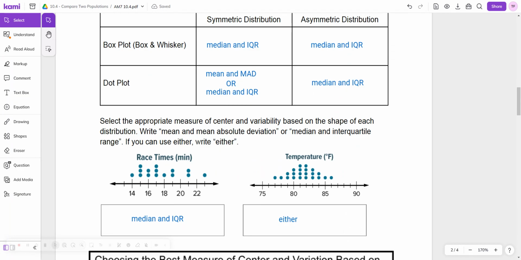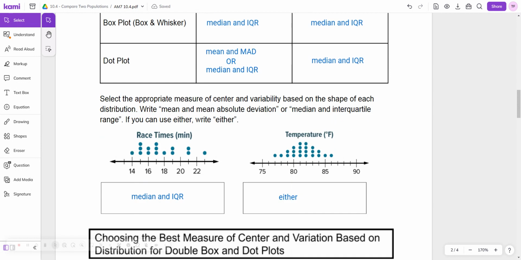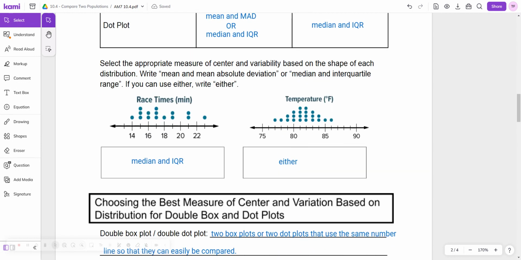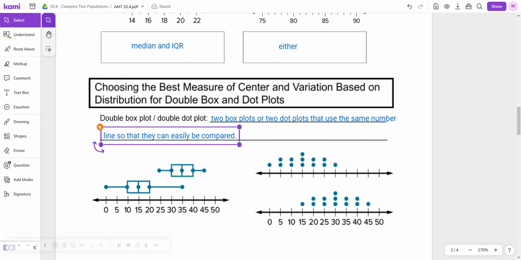Okay? All right. Now let's talk about double box and whisker plots. Double box and whisker plots, or double dot plots, are basically two box plots or two dot plots that use the same number line so that they can be easily compared. So we have information from one population and we have information from another population on the same number line. So here's an example of a double box plot. As you can see, the first one up above is one population. The second one is another population.